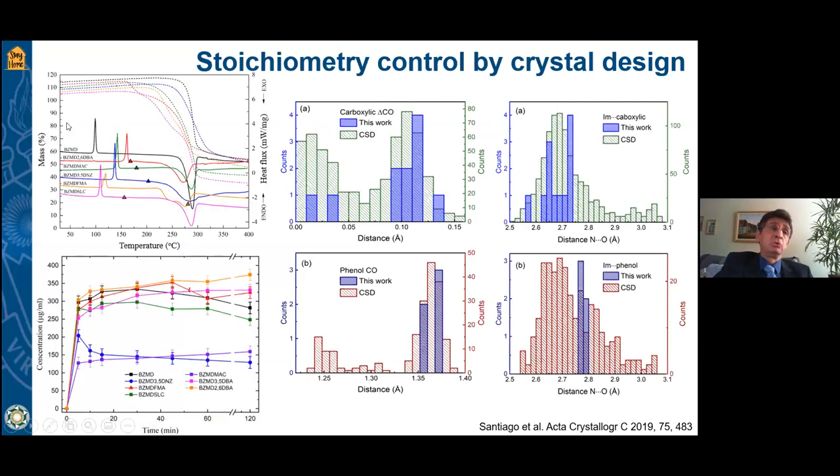Stoichiometry was able to tune melting points. It was also able to change solubility, but I will not talk more about those things in this talk. This was work from a former PhD student, now a professor, Yara Santiago, in collaboration with Wendell Sarabe, who will talk later a little bit about polymorphs in those systems. So with that, I will finish my talk.